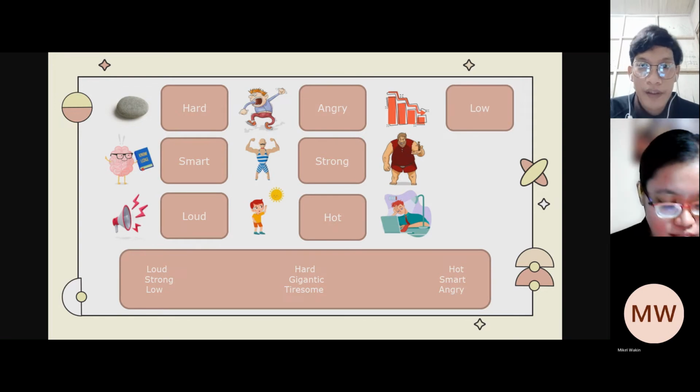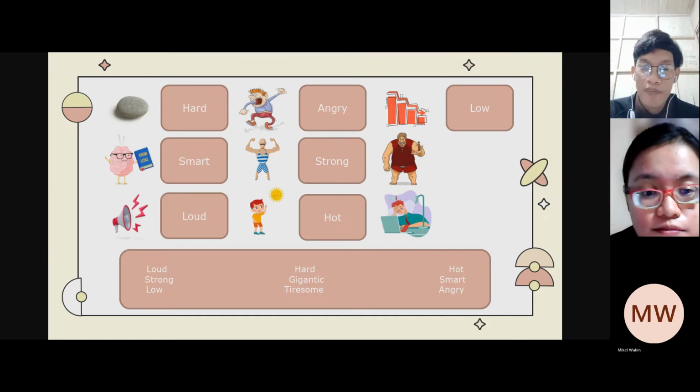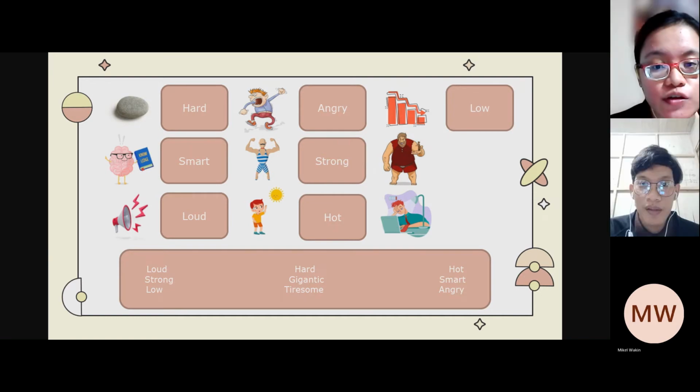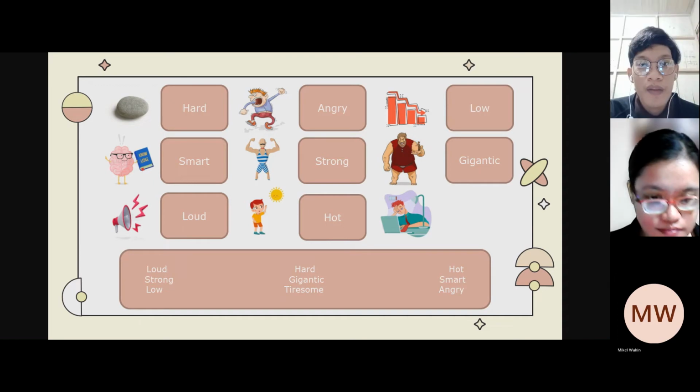We have here something like a big man. What do you think the adjective word that corresponds to this image, Miss Salget? I think, sir, the word that is corresponding to this image is gigantic. Let's check if you are correct. And yes, that is right. Good job. And let's move on to the last image.